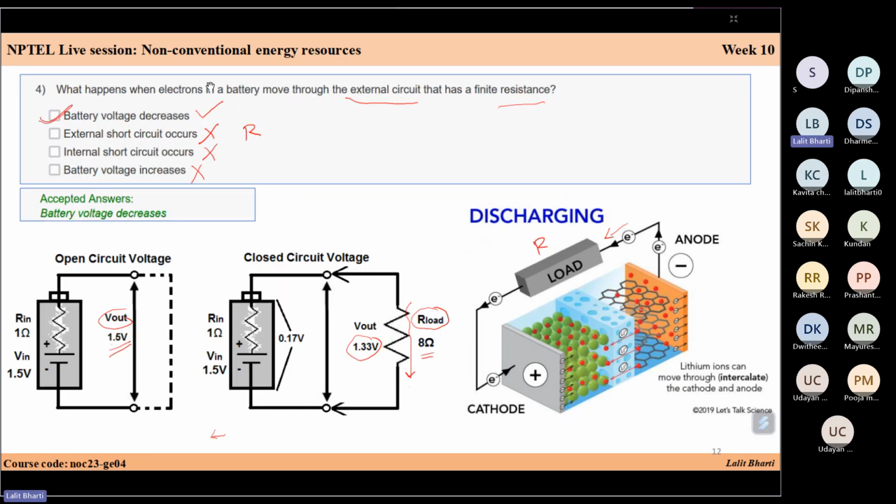Then we move to our fourth question. This is a question on batteries again. Let us read the statement. What happens when electrons in a battery move through the external circuit that has a finite resistance? So we have a battery, we have an external load, and electrons are moving through the load, which has some resistance R. So option one is battery voltage decreases.